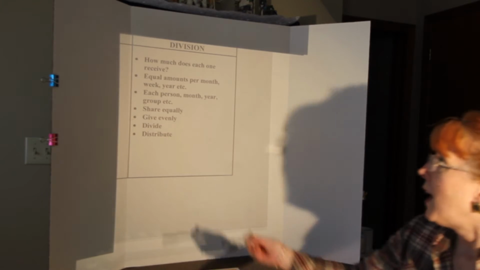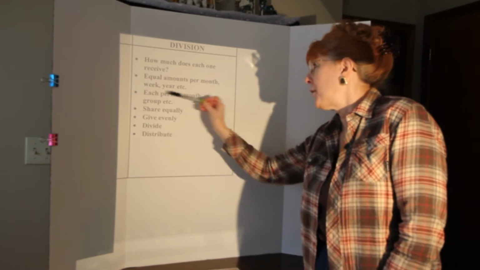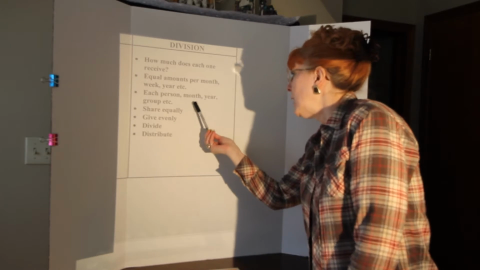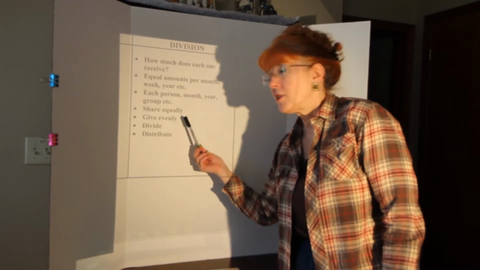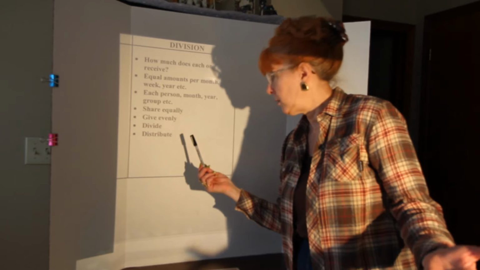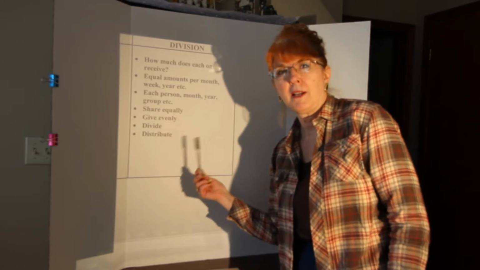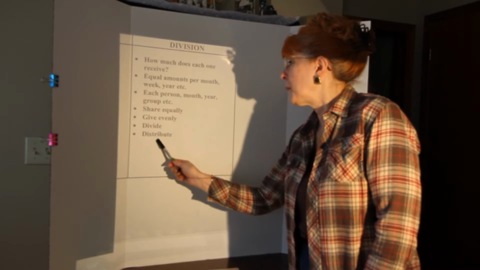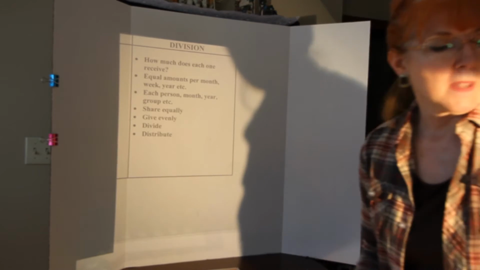So you have, how much does each one receive? Equal amounts per month, week, year, etc. Each person, each month, each year, each group. Someone will share something equally. Lottery winning. Give evenly, divide, distribute. Again, these aren't the only words you can use, but these are a pretty good list, and there's space for more. We're going to take a look at a couple of examples.